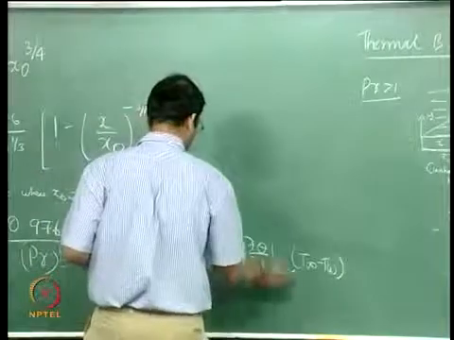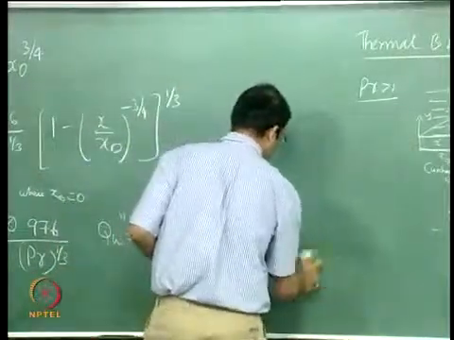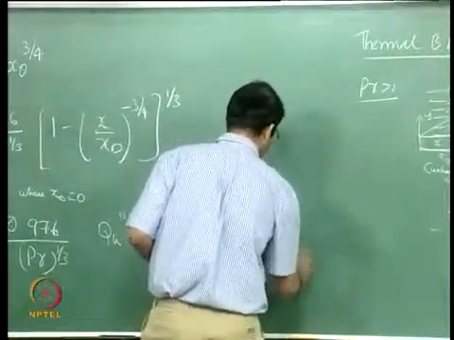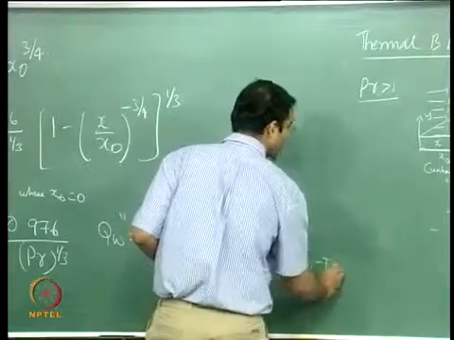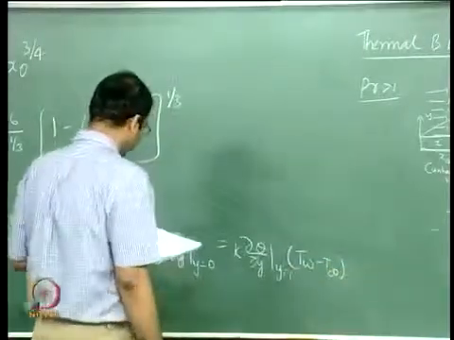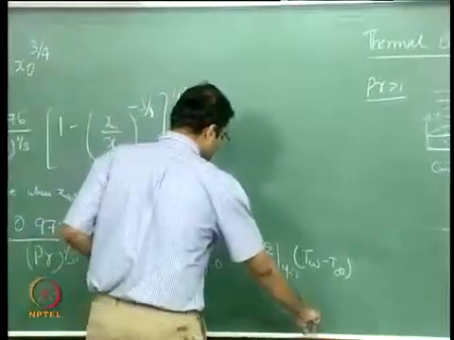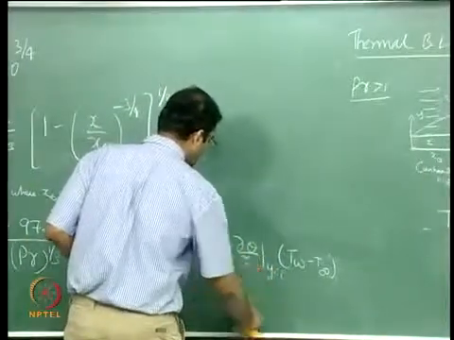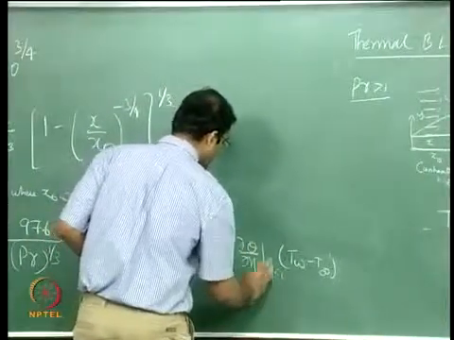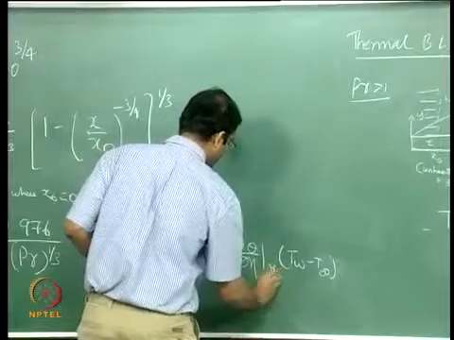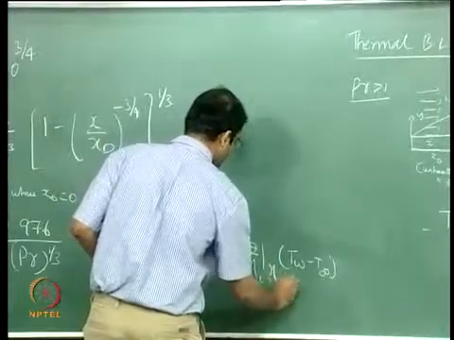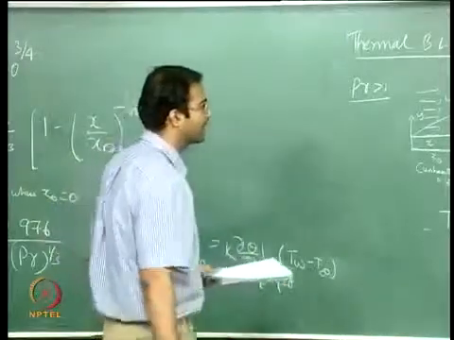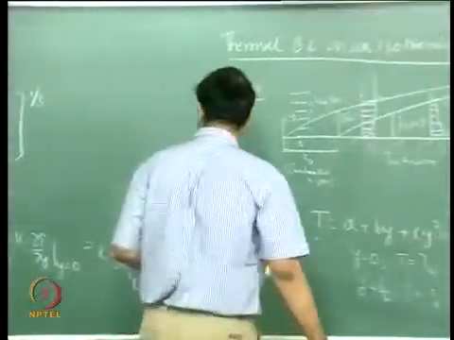So this will be minus, of course. So minus, so I'm going to write this in terms of T wall minus T infinity. Again you can make a transformation: d theta by d eta into d eta by dy, at eta t equal to 0. So what is d eta by dy?